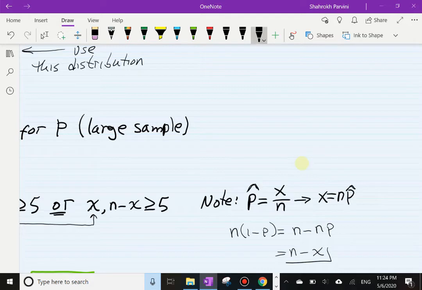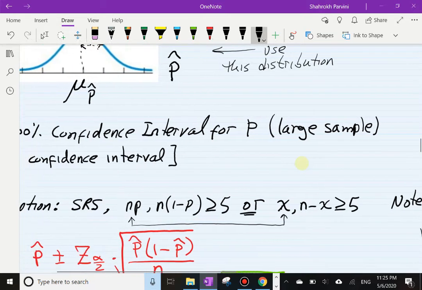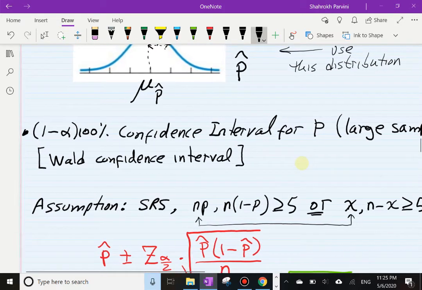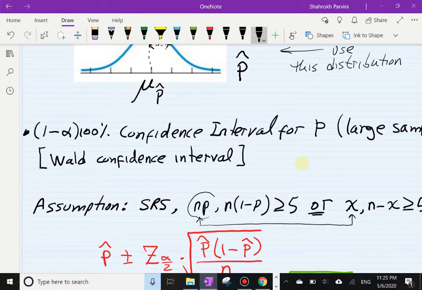And n times 1 minus p, if I distribute the n and work this again, np again is x. So this is going to give me n minus x now. And you can change these with p hat also. Everything is p hat. Okay, so what's the point? One way we can check our assumption is this. You look at the product np. If that product is at least 5, and the product n times 1 minus p is also at least 5, then we can go ahead and do this.